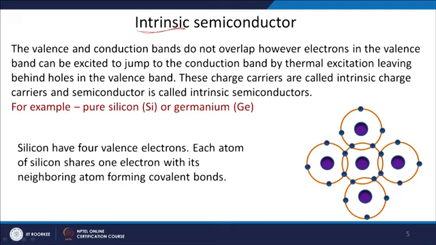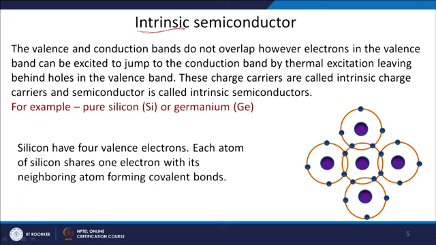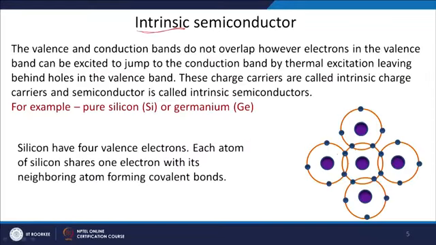So, in normal condition you will see that there is not going to be any free electron available for conduction, okay, but as the temperature increases, this electron may get sufficient energy to jump from this valence shell and leave behind a hole here and become free to carry a charge when an electric field is applied. So, it can move when an electric field is applied, okay.